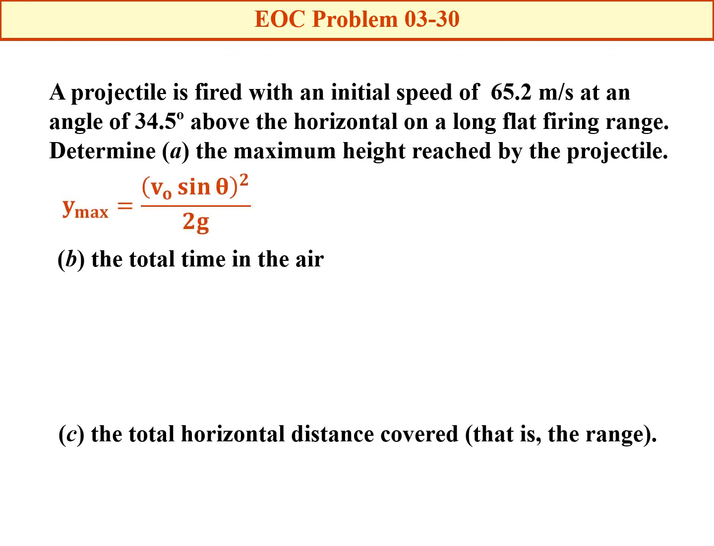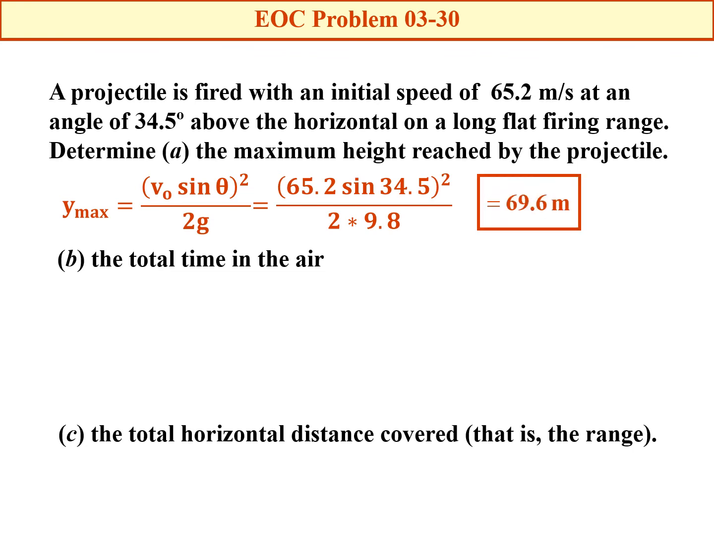All right, so the maximum height is going to be this equation right here. If you remember, the final velocity squared equals initial velocity squared plus 2 times acceleration times displacement. Rearranging that equation, we get this equation right here, where the final velocity is going to be equal to 0. So that initial velocity squared goes to the other side, becomes negative, but then the acceleration is also negative, so those negatives cancel when you divide by 2g. Go ahead and plug in your numbers: 65.2 times sine of 34.5, that quantity squared, divided by 2, divided by 9.8, you get 69.6 meters.